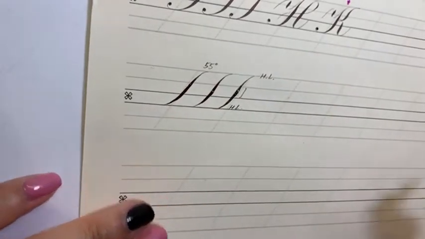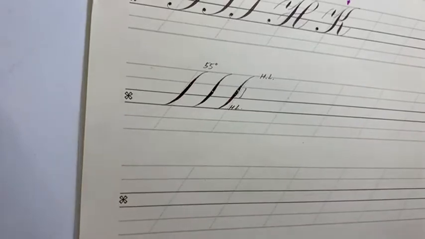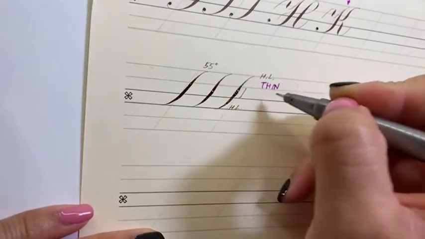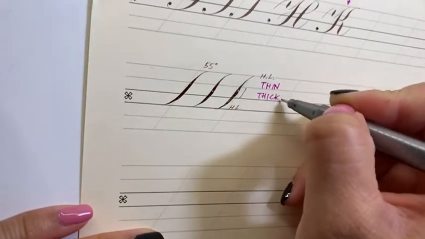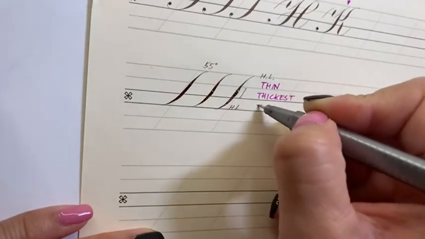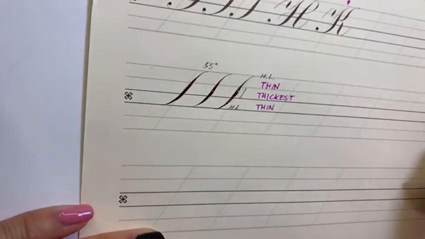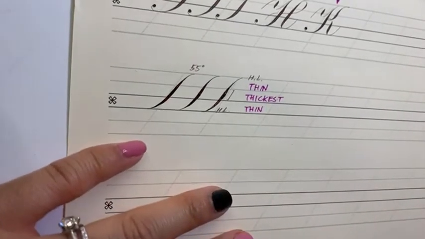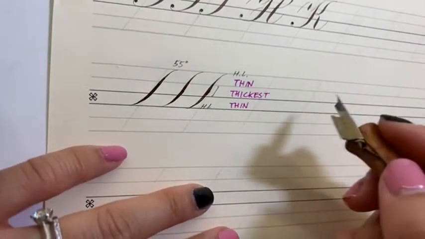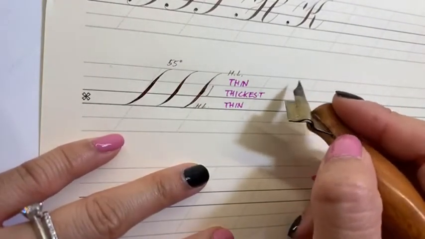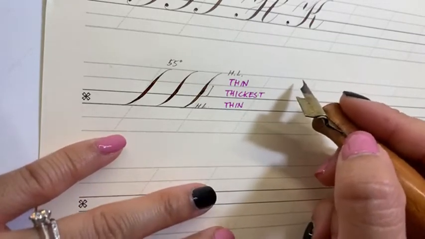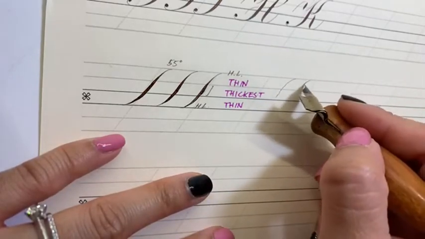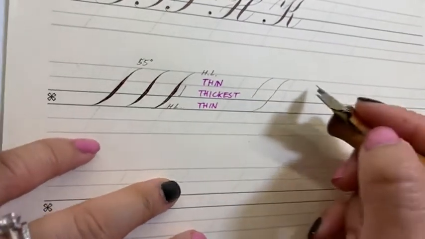So I always say a TTT. So you really start with thin, thickest, and back to thin. So you can say TTT as an easier representation of gradation of pressure. Okay, now in order to achieve this, you need to start with a very light pressure, almost basically none. With hairline, you literally have no pressure, like a thin line and then out.